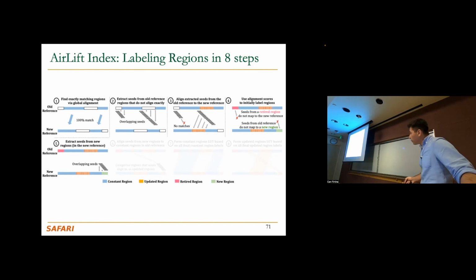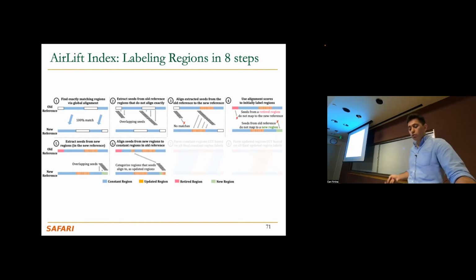But there is one more step that we should consider. We didn't actually consider whether these new regions are similar in the old reference genome. So we generate the k-mers from the new reference genome, and we align them to the old reference genome. And if they are aligning to some regions in the old reference genome, we say that, okay, this is also an updated region. So we should treat it as an updated region as well.